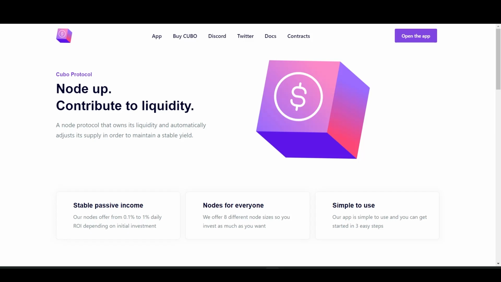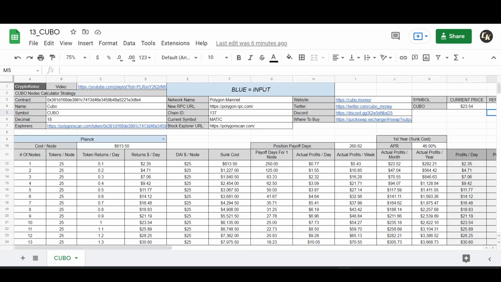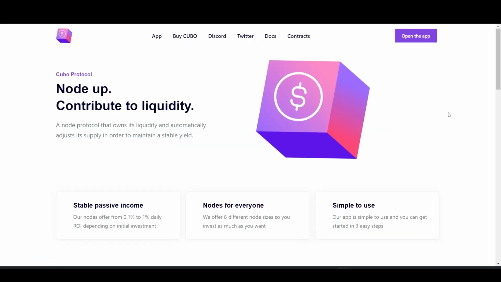This is CryptoKoinz. Let's go over CUBO protocol. This was a special request by one of my Patreons. I put a calculator together to see what kind of APR we can expect out of CUBO. CUBO is a little different in the way it functions with its nodes. Let's go over some of the key points of CUBO, and then we'll break down the returns with the calculator.